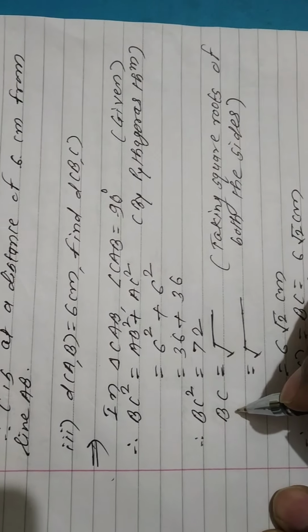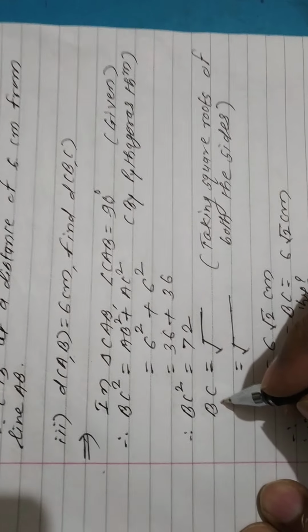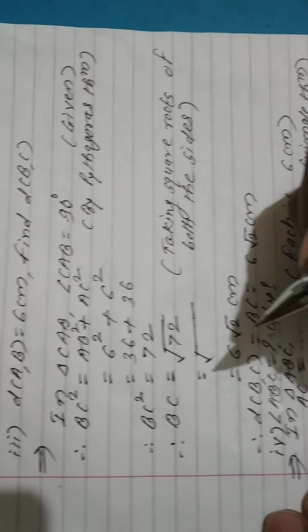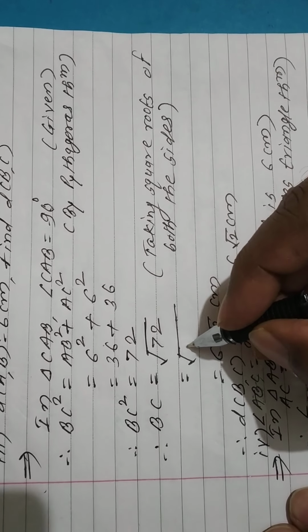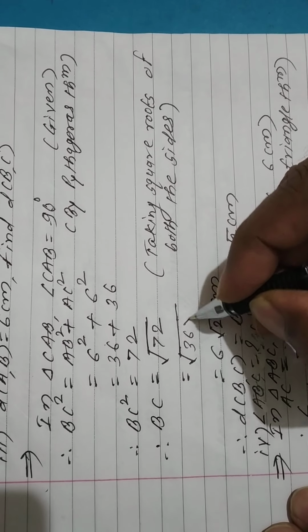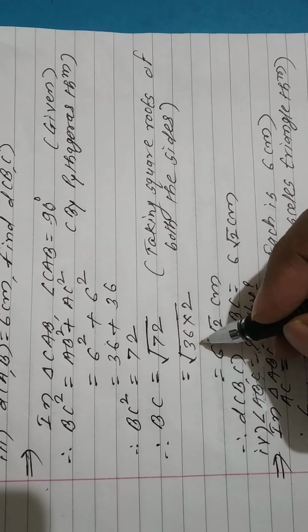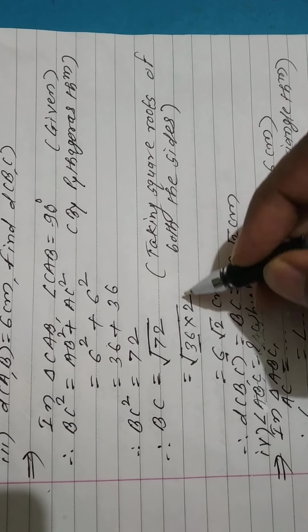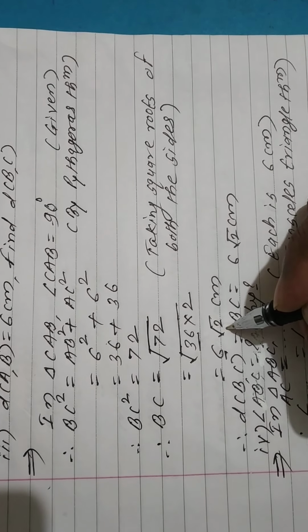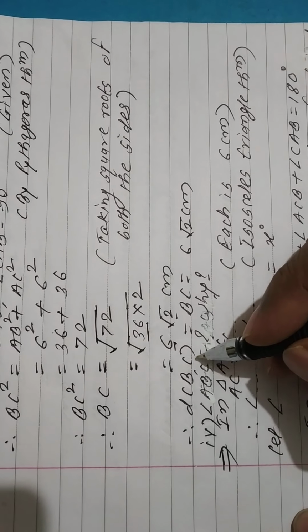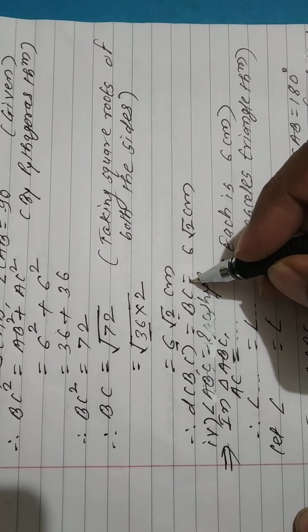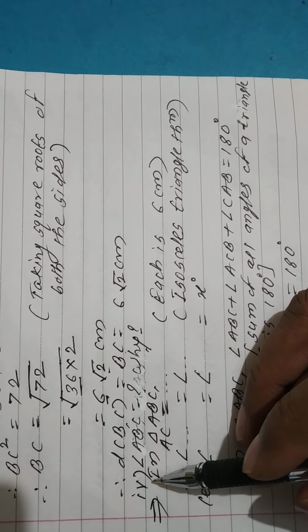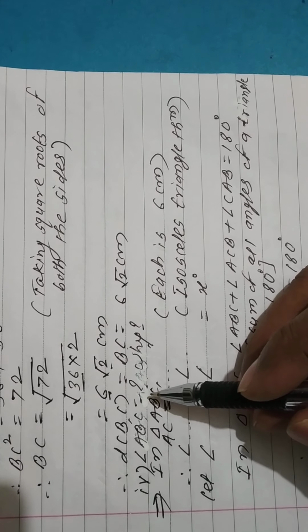Taking square root of both the sides, you write here BC is equal to square root of 72. Now 72 you write in this way, 36 into 2. 36 is a perfect square. Its square root is 6 and square root of 2 as it is. Therefore, distance BC is equal to 6 root 2 centimeter.